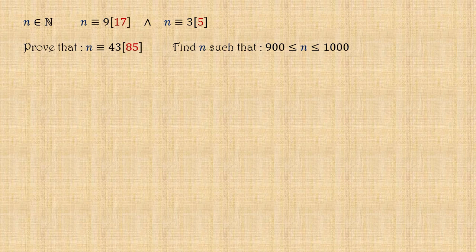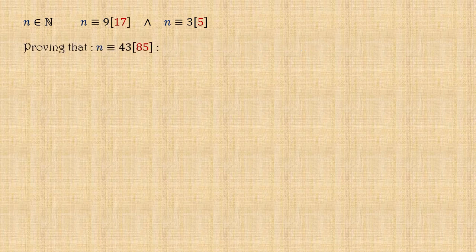Let's suppose that n is a natural number which is congruent to 9 modulo 17 and also congruent to 3 modulo 5. We would like at first to prove that n is congruent to 43 modulo 85 and then find the values of n that are greater than 900 and lesser than 1000. So let's start by proving the congruence of n to 43 modulo 85.